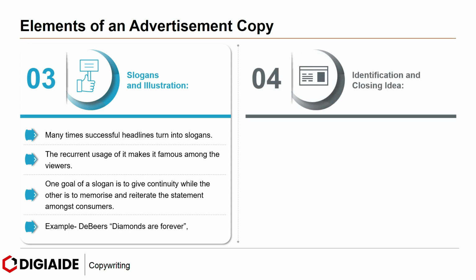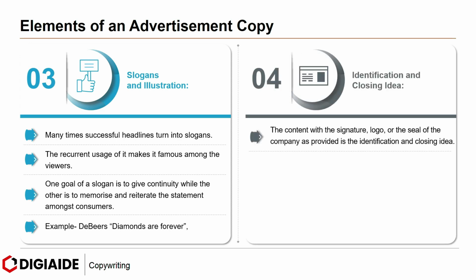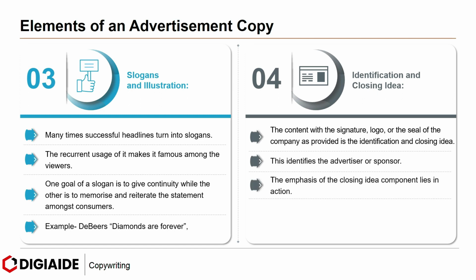Fourth, identification and closing idea. The content with the signature, logo, or the seal of the company as provided is the identification and closing idea. This identifies the advertiser or sponsor. The emphasis of the closing idea component lies in action. Urging the buyer to purchase the product is the action that is emphasized.